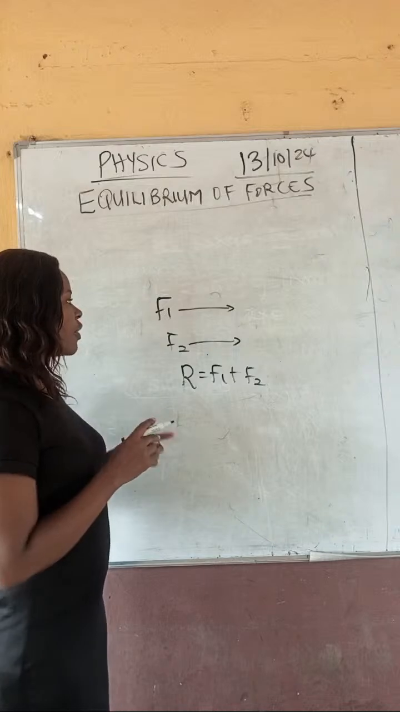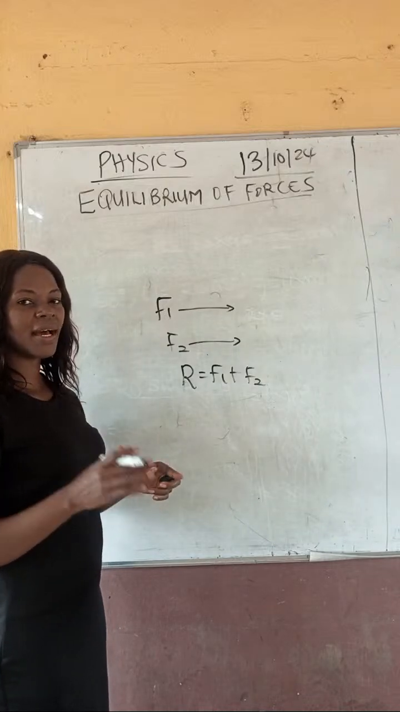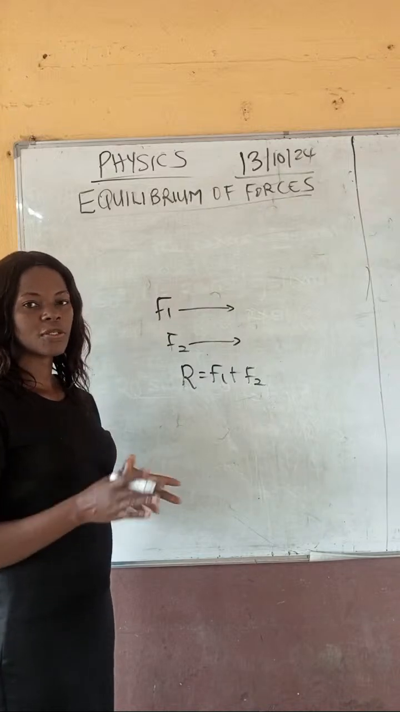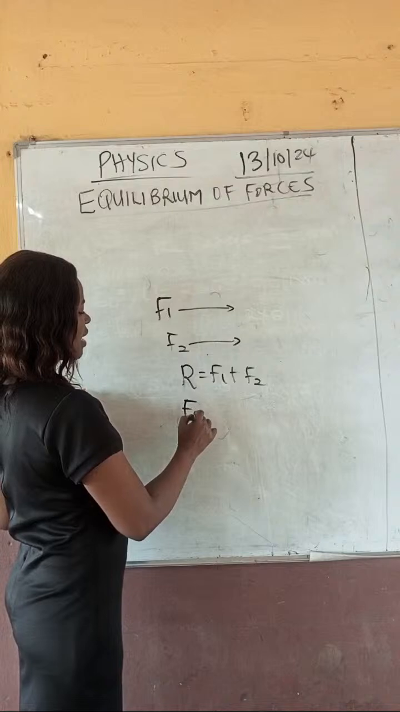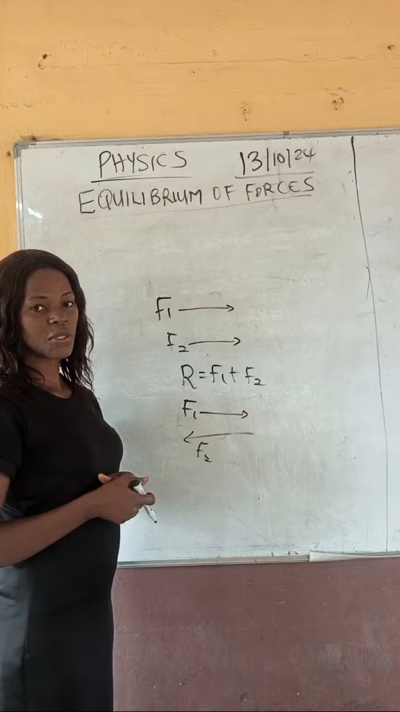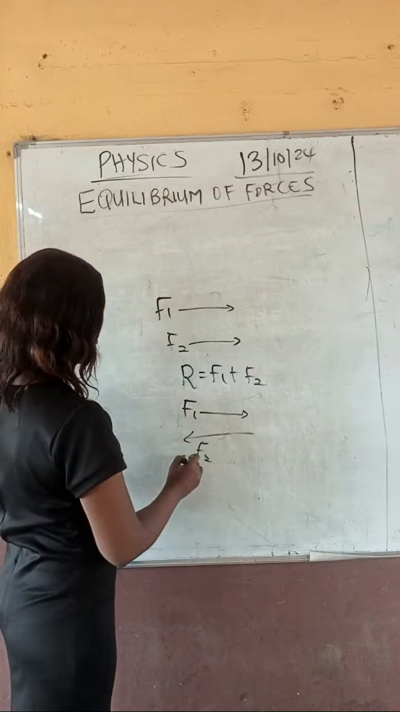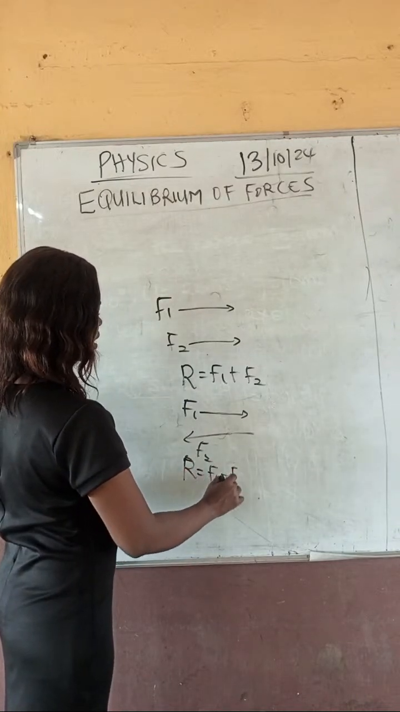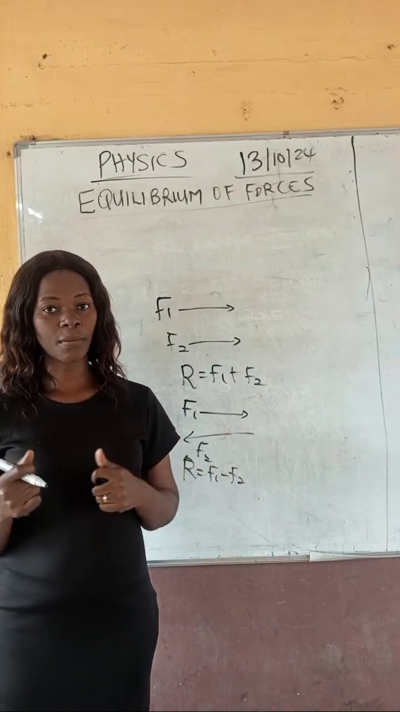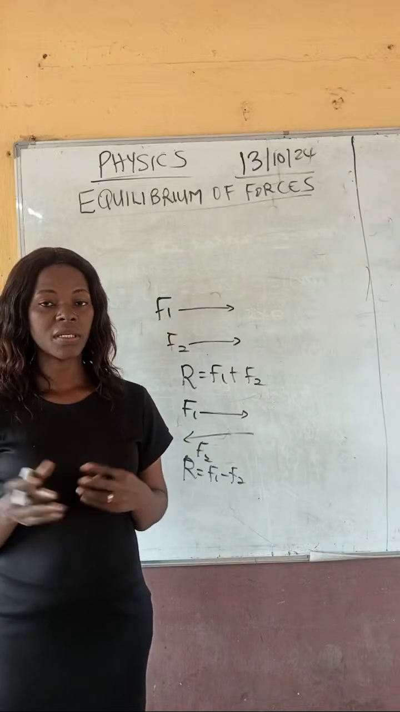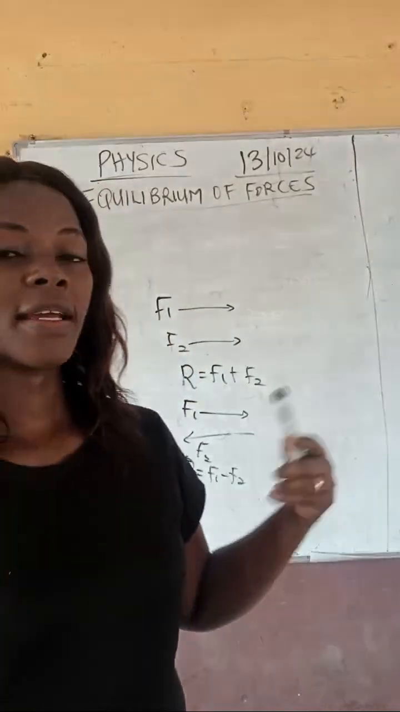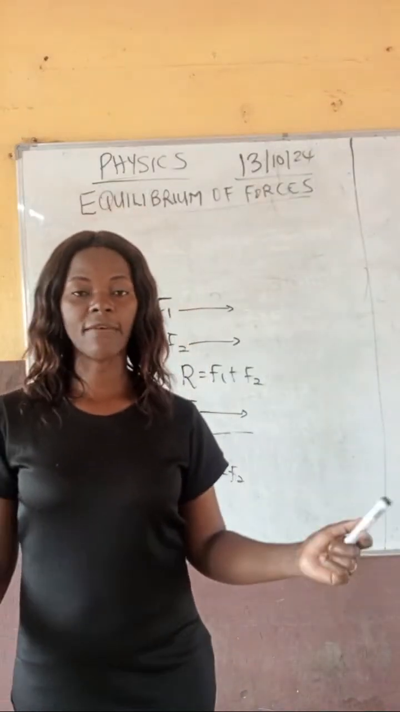But if the two vectors F1 and F2 are acting in opposite directions, how do we get the resultant vector? Simply by subtracting them. For example, if F1 is acting this way and F2 is acting this way, we subtract to get the resultant vector. That is F1 minus F2. Or better still, the vector that has the highest value, you subtract the other one from it. Is that okay? This is just a pre-revision of what I did earlier on scalars and vectors.